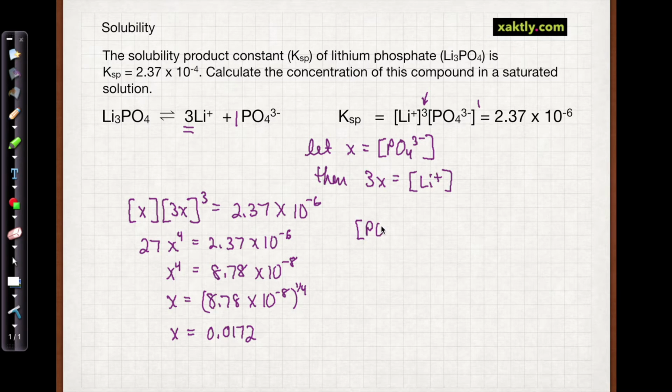And now we have our concentrations. The concentration of phosphate is just X, so that's 0.0172. And the concentration of lithium ions will be 3 times that. So we just multiply that by 3. And we have our two concentrations.